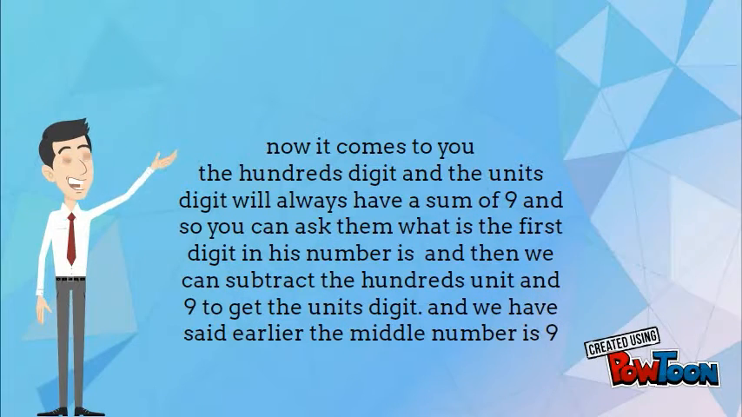The hundreds digit and the units digit will always have a sum of 9. And so you can ask them what the first digit in their number is, and then we can subtract it from 9 to get the units digit. And we have said earlier that the middle number is 9.